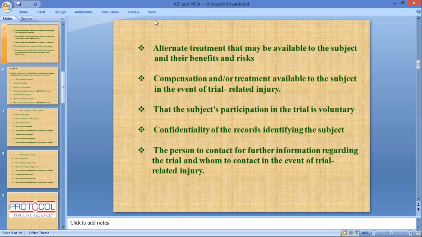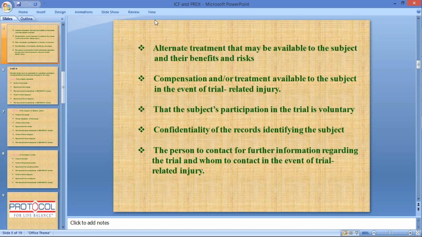alternate treatment available. In case for the subject, any alternate treatment available. It's alternate treatment, risk and benefit, compensation and treatment available to the subject in the event of trial-related injury. In case of trial-related injury, compensation and treatment available to the subject.